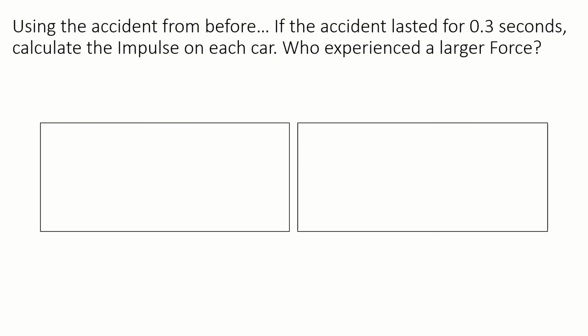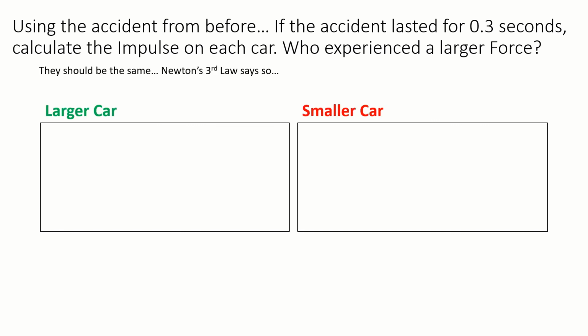So if using that accident from the previous slide, let's say this accident occurred for 0.3 seconds, right? Car accidents happen fast once you make contact. Who experiences a larger force? This is something that he did. His 3rd law says that they should be the same. So which one is it going to be? I'm going to use numbers strictly from the green car and then separately numbers strictly from the red car. And I'm going to show you that they are the exact same thing.